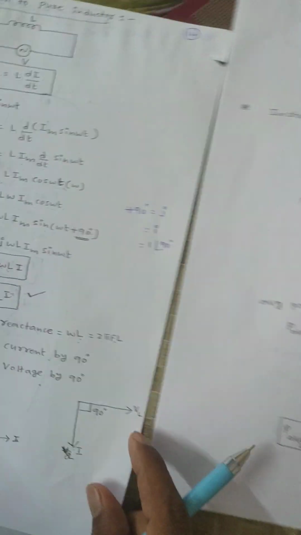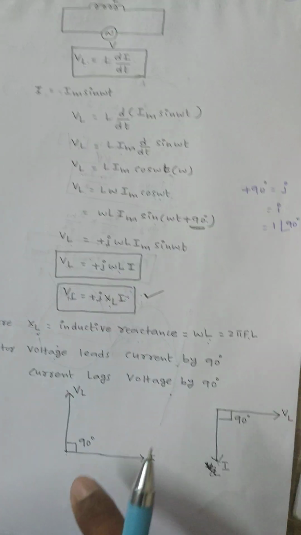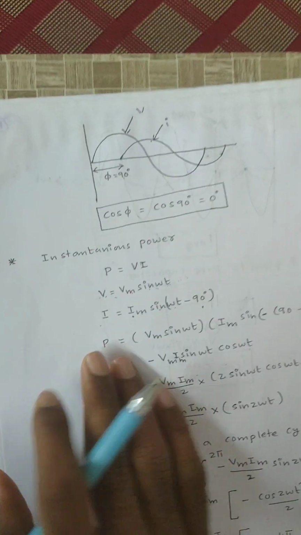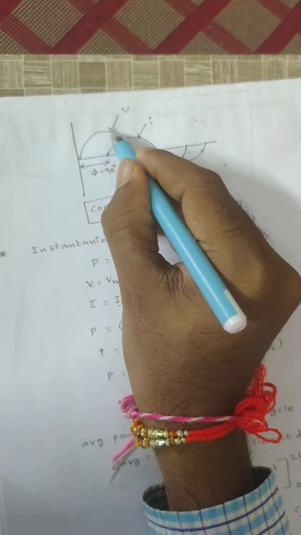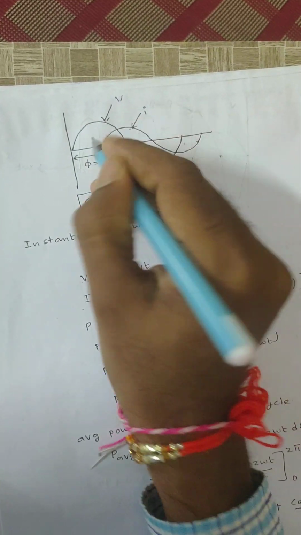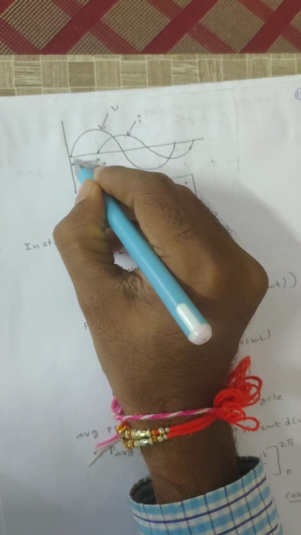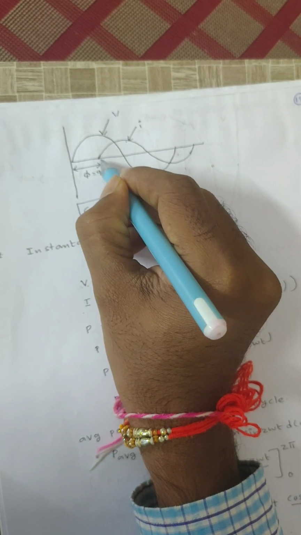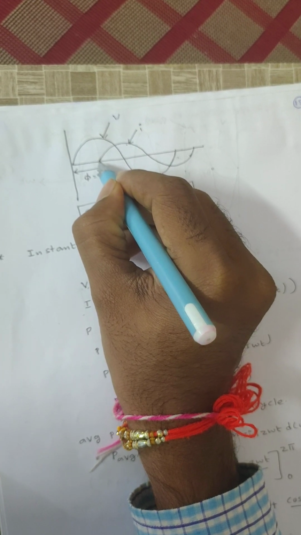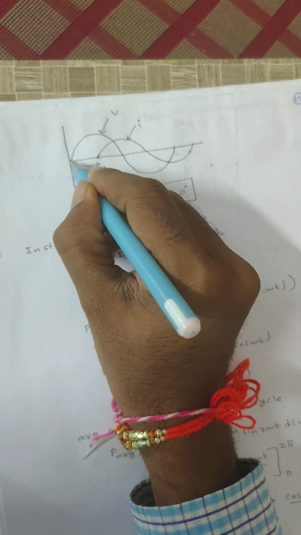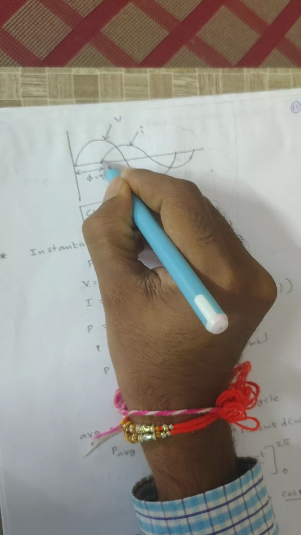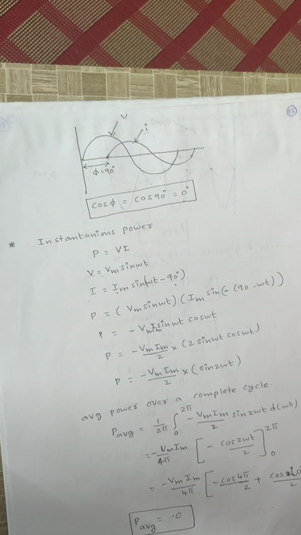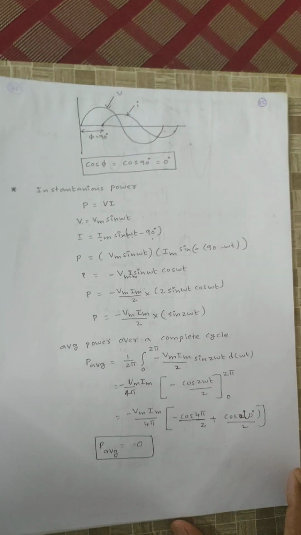After that, if I represent this phasor diagram in waveform, see here, this is the voltage waveform. Already we know this half cycle will be 180 degrees, and from the center of this half cycle is 90 degrees. That means after 90 degrees the current starts. That means voltage leads current by 90 degrees, or current lags voltage by 90 degrees in case of a pure inductor.